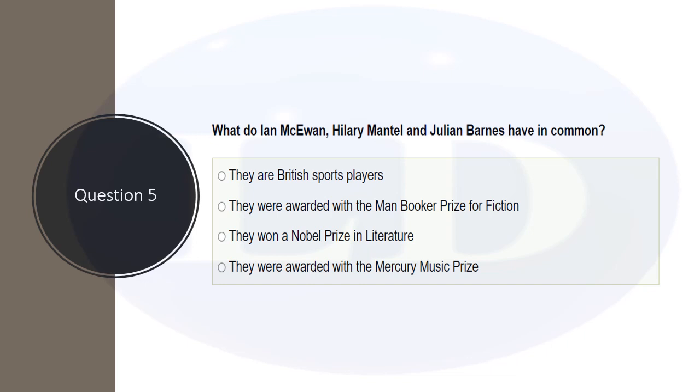Next thing is, what do Ian McKellen, Hilary Mantel, and Julian Barnes have in common? So these are the three people. What did they do? They were British sports players, or they were awarded the Man Booker Prize for fiction, or they won the Nobel Prize in Literature, or they were awarded the Mercury Music Prize. So the correct option is they were awarded the Man Booker Prize for fiction. All of them are writers.